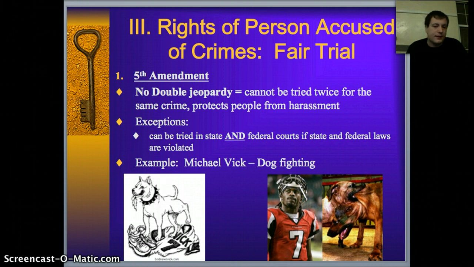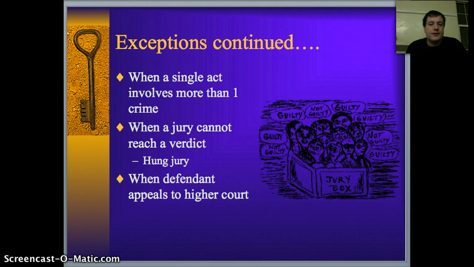An example is the Michael Vick dogfighting case. He broke both state and federal law, so he was tried twice for the same crime. Some other exceptions are when a single act involves more than one crime. Another one is when a jury cannot reach a verdict. A jury needs to make a unanimous decision one way or another. If they don't, it's considered hung and has to do a retrial.